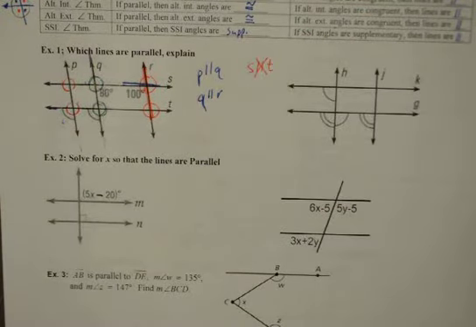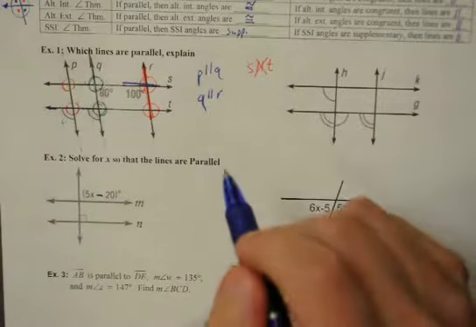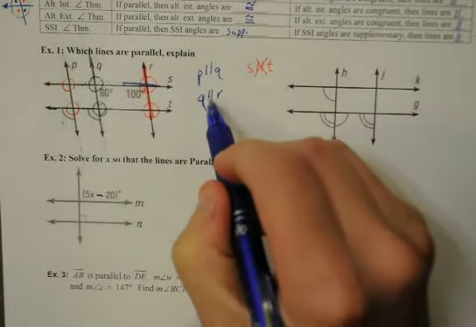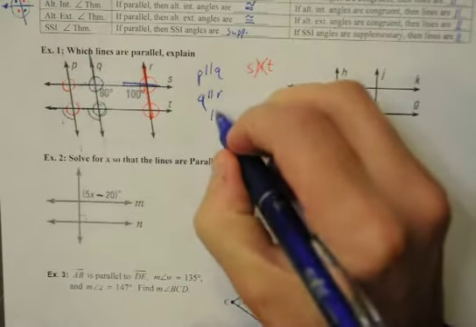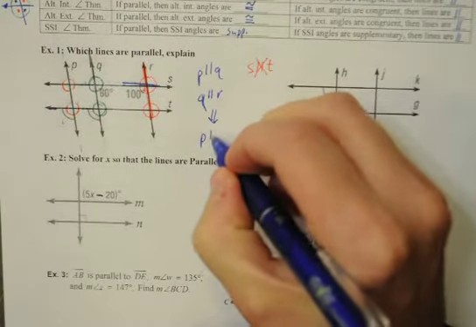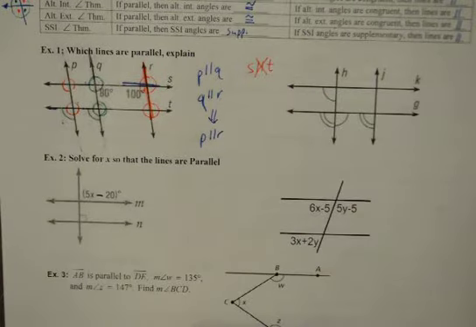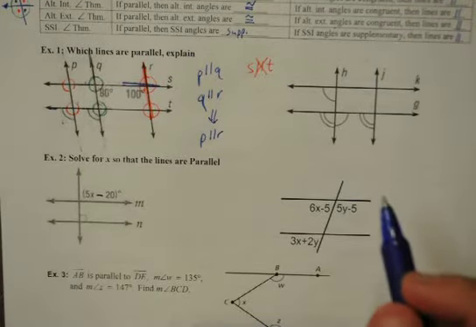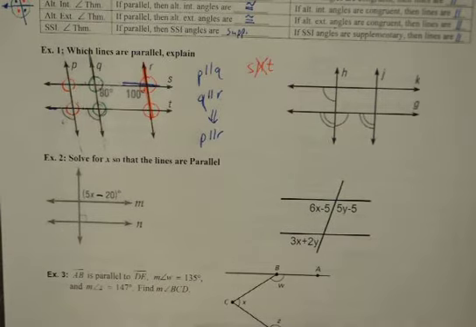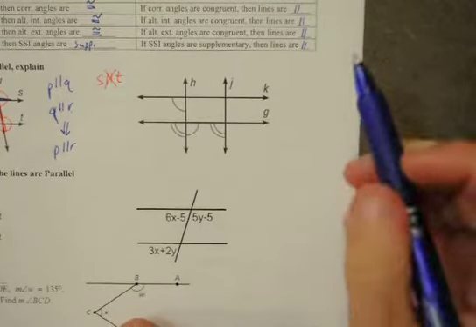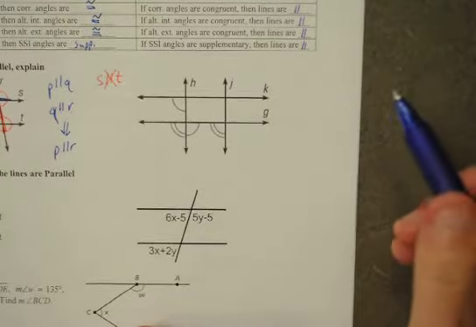And then there's one last thing. Parallel is transitive, actually. So that means if P is parallel to Q and Q is parallel to R, then P is parallel to R. Alright, so transitive. Parallel is a transitive word. So is perpendicular. Wait, that's not right. Perpendicular is not a transitive word. Sorry.